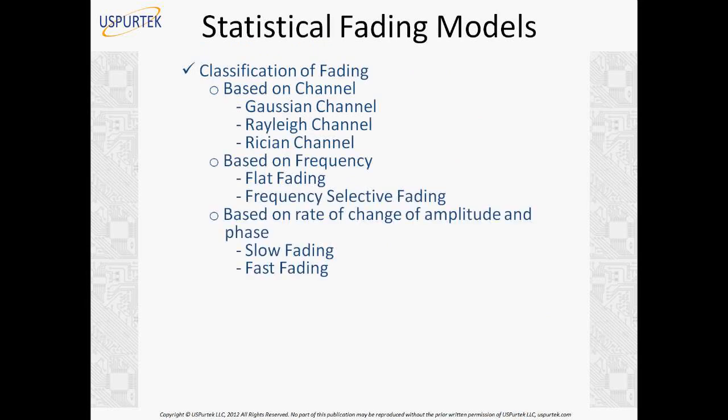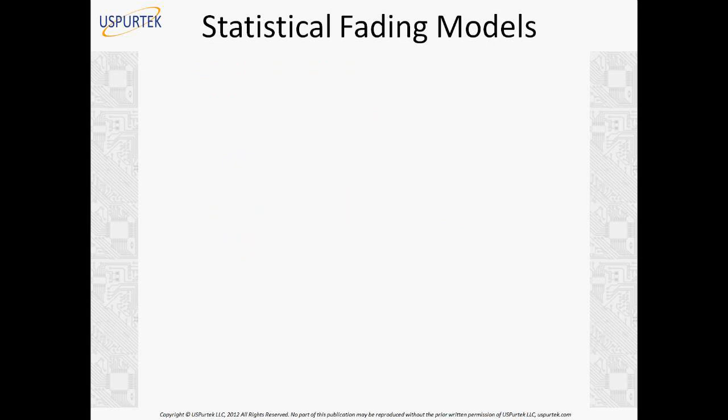Now let's have a recap of the basics of this fading. So the fading can be classified on different criteria. Based on channel, a fading channel could be called a Gaussian channel or a Rayleigh channel or a Ricean channel, or based on frequency, it could be flat fading or frequency selective fading, or it could be classified based on the rate of change of amplitude and phase, like slow fading or fast fading. So let's learn about this in a little more detail.